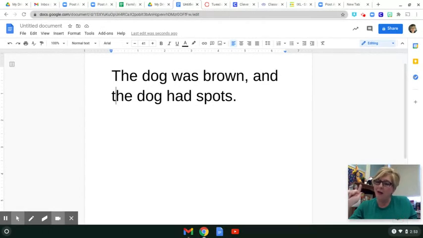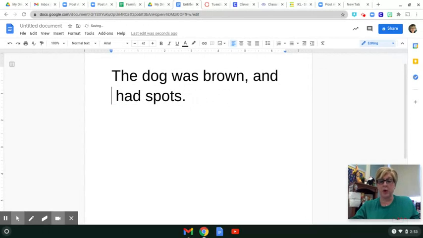There's actually one more thing that I could do. Instead of saying the dog two times, I can take that part out and replace it with a pronoun. If we know the dog's a boy, maybe we put in he. Or if we don't, we put in the pronoun it. Now we don't have to say the dog two times. The dog was brown, and it had spots. So there's a good example of a compound sentence.